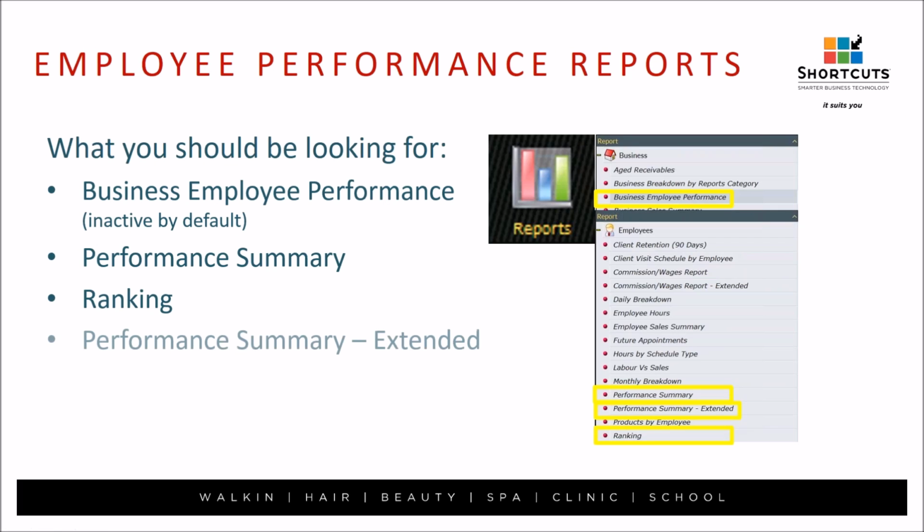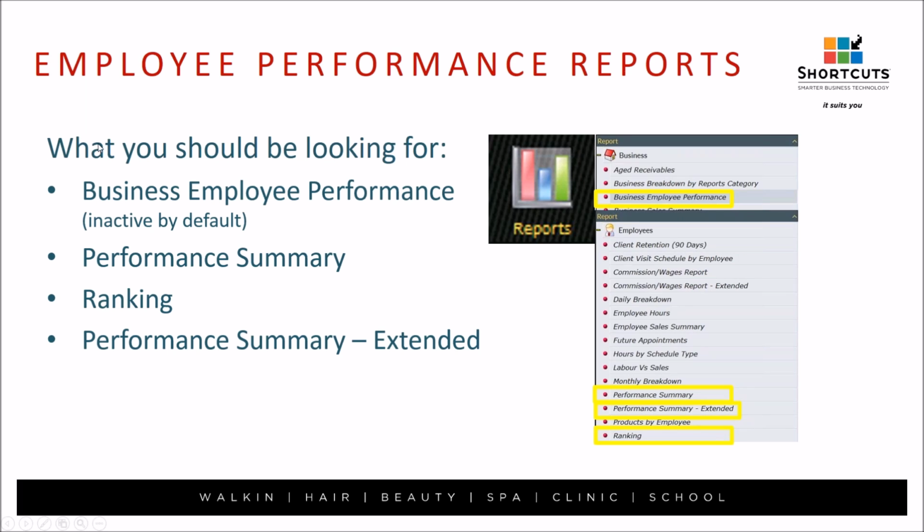Okay, so I'm just going to look at a few employee performance reports with you. If you're not familiar with getting to the reports area, you'll need to select the Tools tab on the right-hand side of your navigation panel in Shortcuts, and you'll find the Reports icon within it, which is this icon here. That will then open up your reporting categories on the left-hand corner of your screen, and they'll be broken up into different reporting categories.